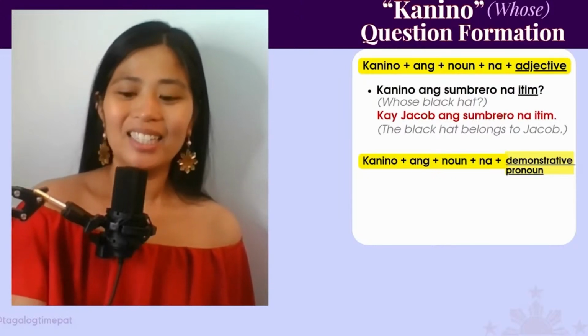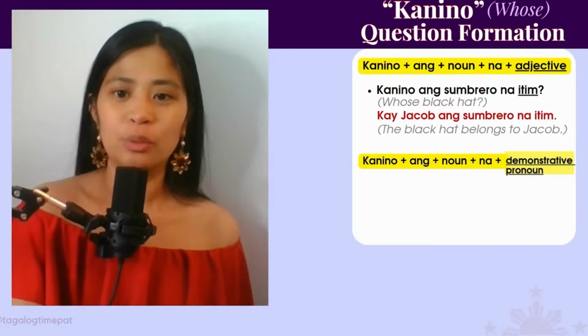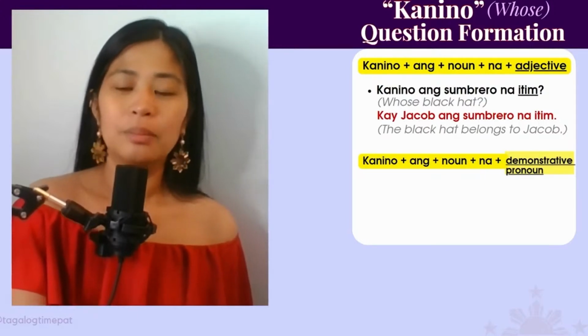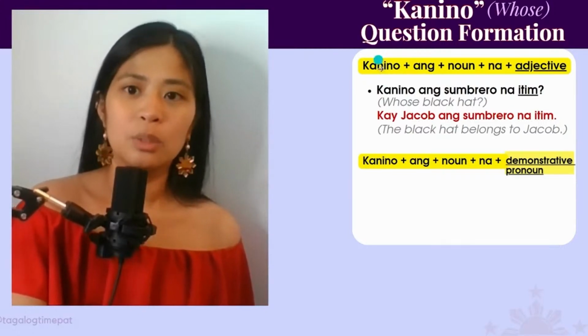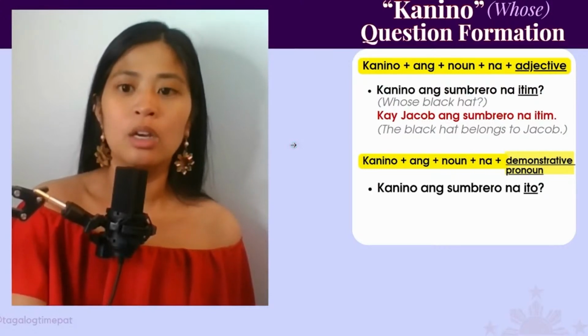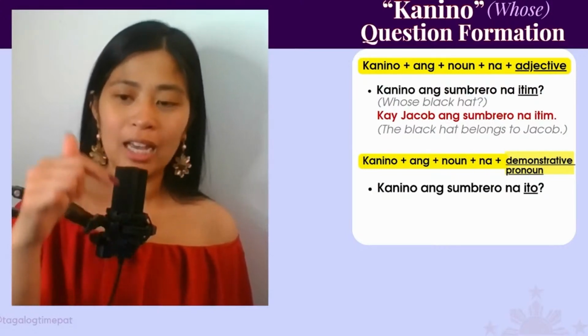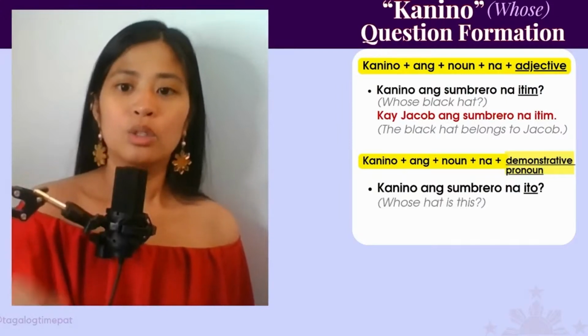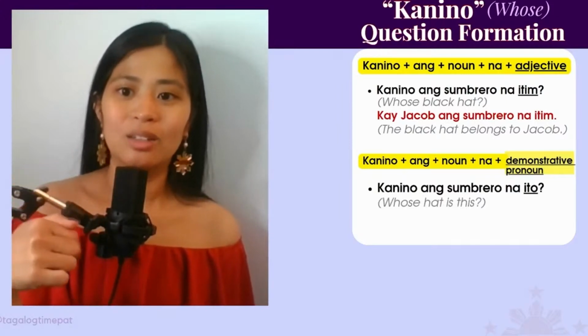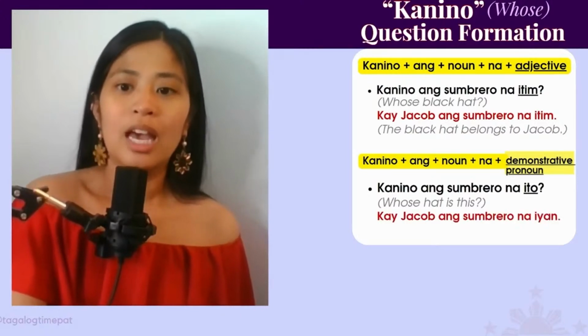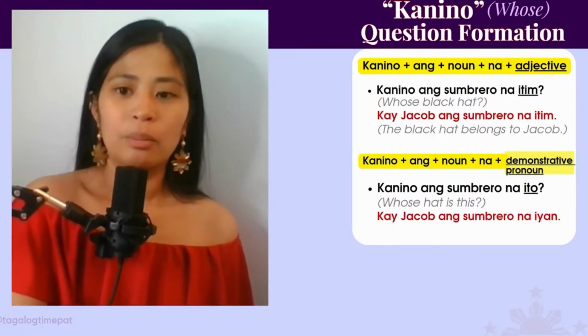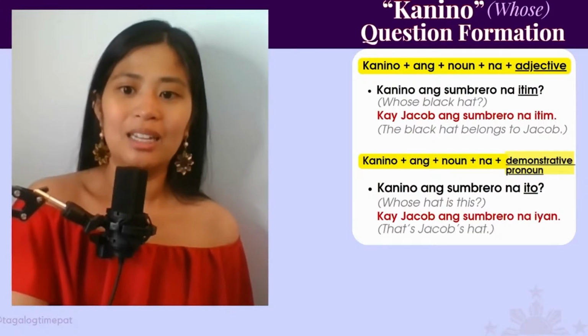Okay, so the next sentence structure or question structure would be kanino ang plus the noun plus na, and then a demonstrative pronoun. So it's similar to this previous structure. Instead of an adjective, though, it's going to be a demonstrative pronoun. So kanino ang sombrero na ito? So whose hat is this? Kanino ang sombrero na ito? And the response, kay Jacob ang sombrero na iyan.